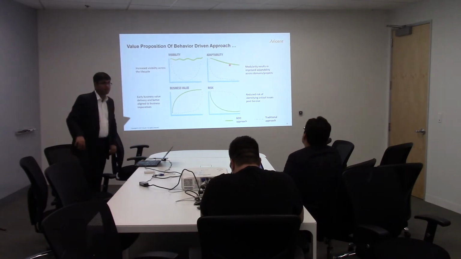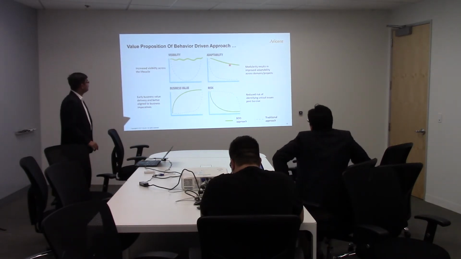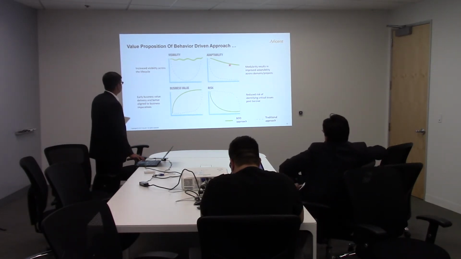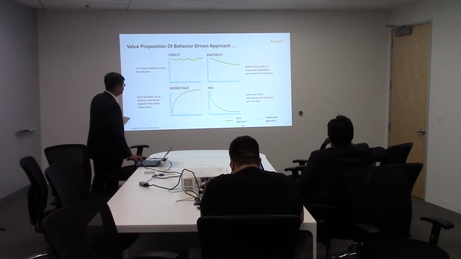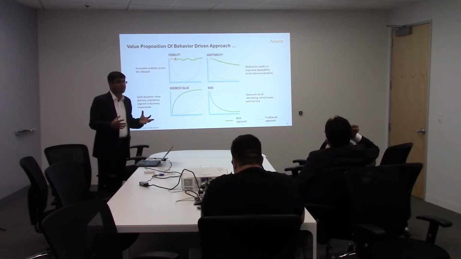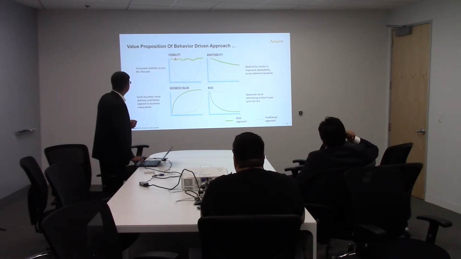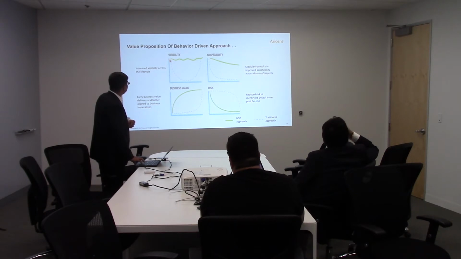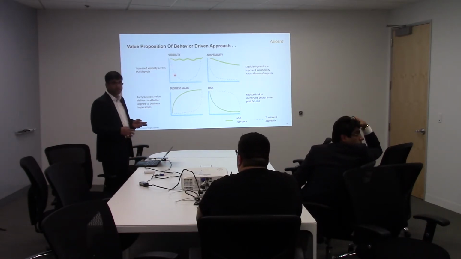So how is this helping? There are two different lines in this graph you are seeing. One is the BDD approach, which is a newer approach, and the other is the traditional approach. If I talk about visibility, at the start of the project we have very good visibility, like I have a business requirement that my sales business team is bringing to me. So I have very good visibility. But over time, the visibility reduces. Why does it reduce?